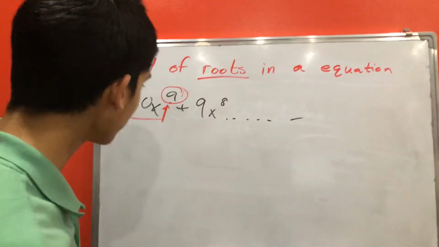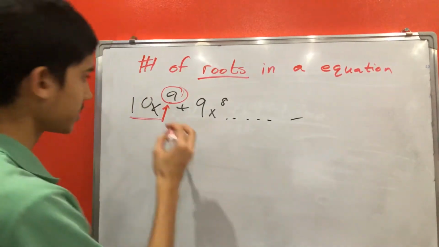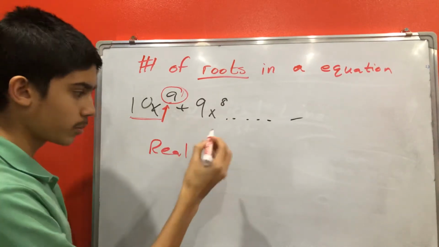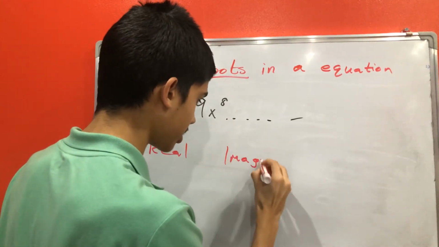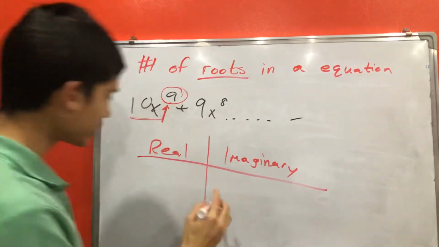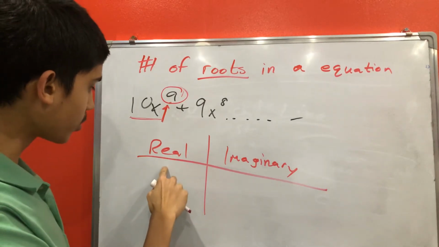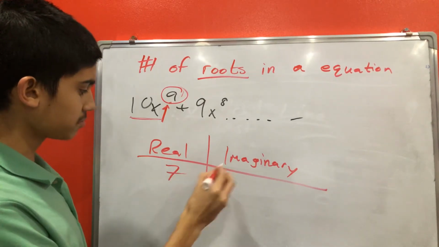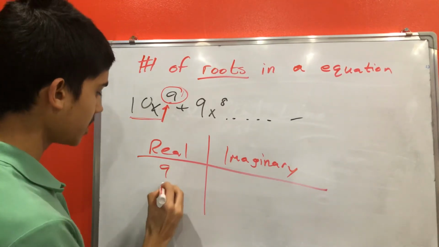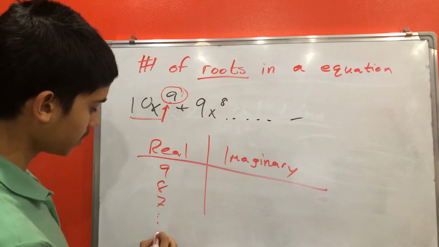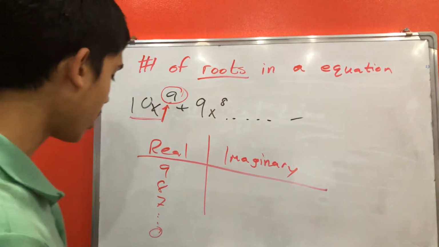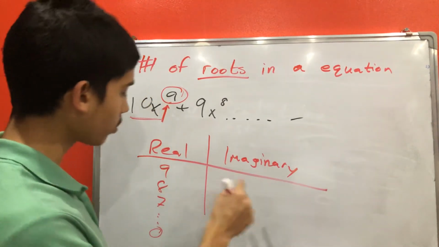But there's one important thing to note, which is that not all the roots are going to be real. So we're going to have real roots, and then we can have imaginary roots. Imaginary, like involving negative radicals, right? So the important thing to know is that the number of real roots can be 9, they can be 8, they can be 7, all the way down to 0. But for imaginary roots, they have to be even. They can only come in pairs.